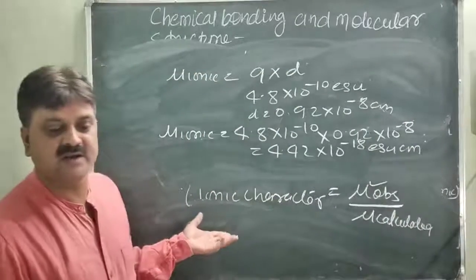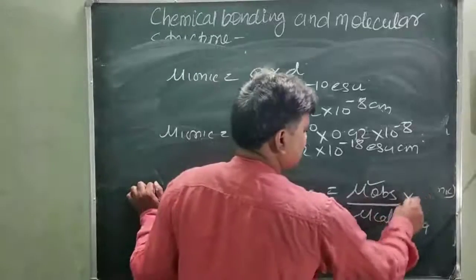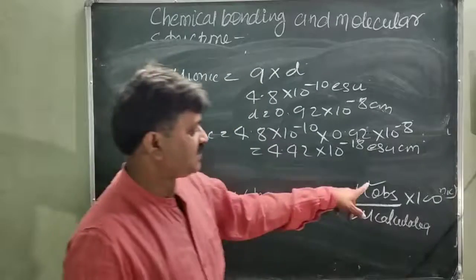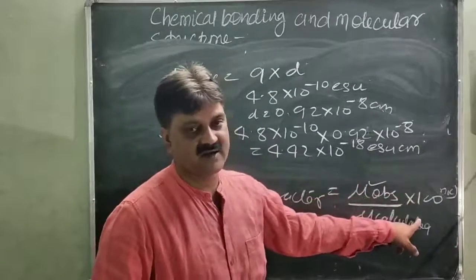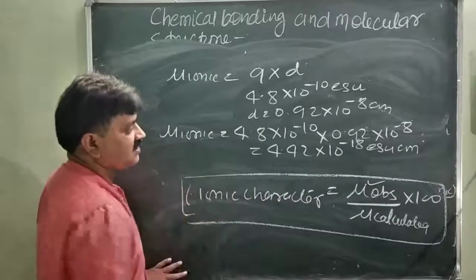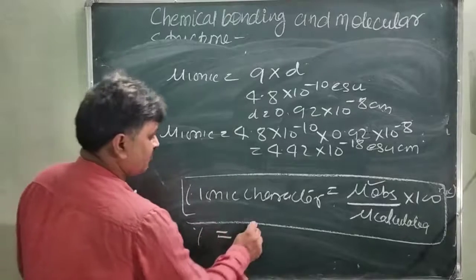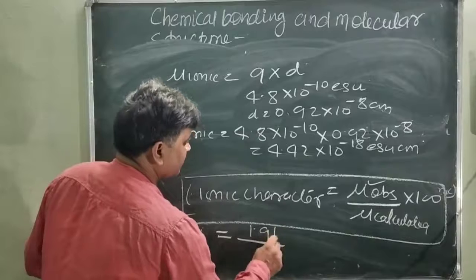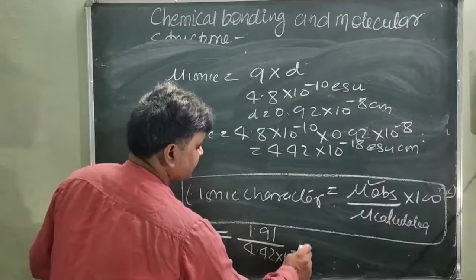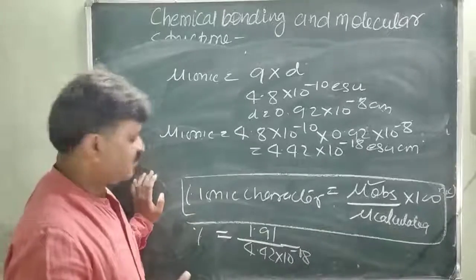So now you can calculate here. Percentage ionic character is equal to mu observed upon mu calculated into 100. Is it clear? Write down the clear formula. This is the formula, so put this value. Percentage ionic character is equal to 1.91 upon 4.42 into 10 power minus 18. So 1.91 and this is 4.42.